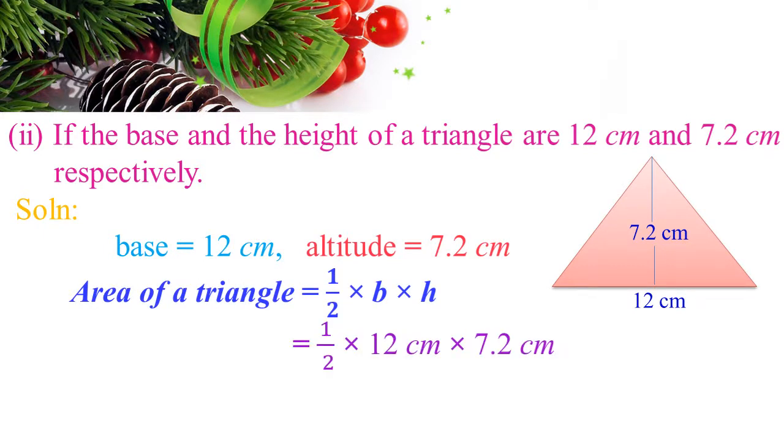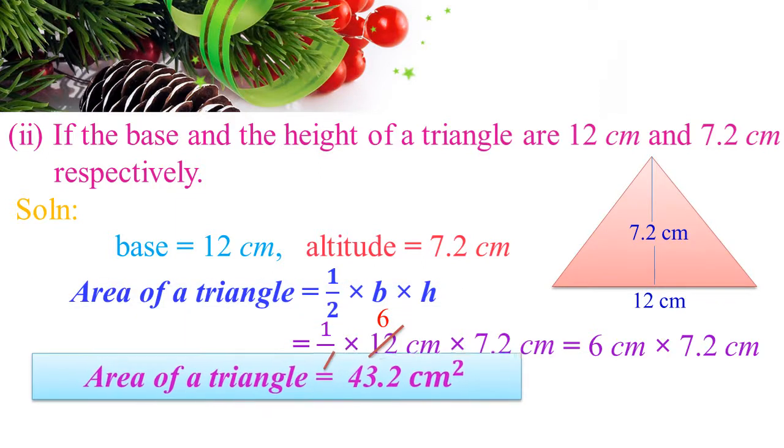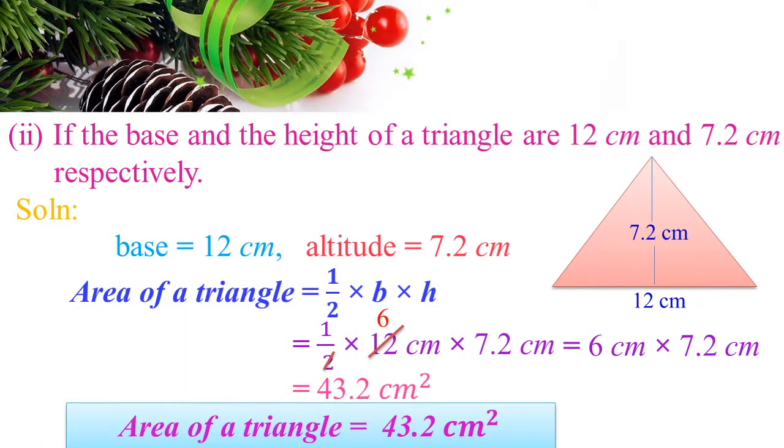Substitute the values. We get 1 by 2 base 12 cm multiply with altitude 7.2 cm. We get 1 by 2 multiply with 12 centimeter multiply 7.2 centimeter. Cancel the common factors. 1 2 is 2, 6 2s are 12. We get 6 centimeter into 7.2 centimeter. Multiply the values. We get 43.2 centimeter square. Area of a triangle equal to 43.2 centimeter square.